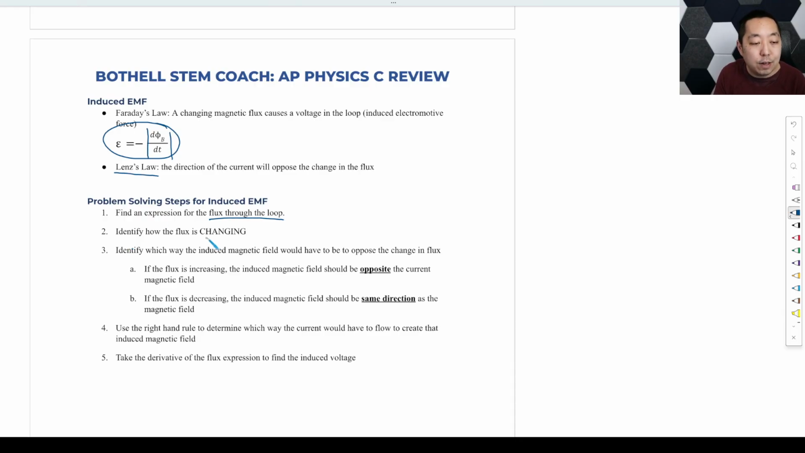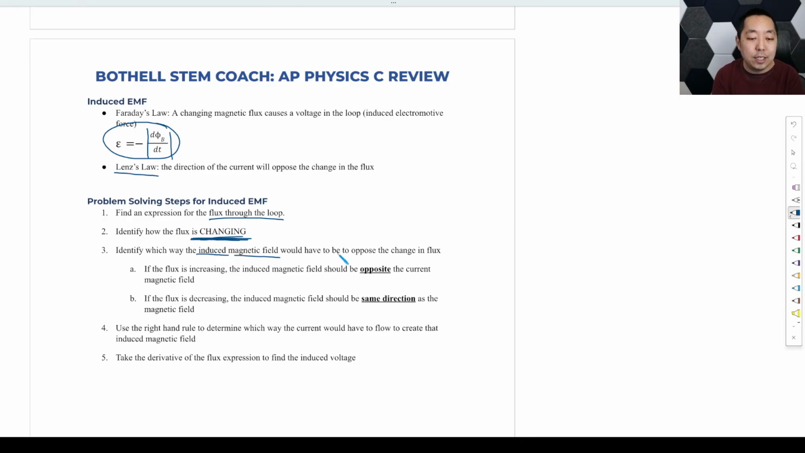You then have to identify how the flux is changing. Is the flux increasing? And the direction matters. Is it increasing into the page, increasing out of the page, decreasing to the right or left? How is the flux actually changing? Then you can figure out by Lenz's law which way the induced magnetic field would point, from the current generated by the voltage. So there's a potential difference generated, which creates a current, and that current creates a magnetic field.